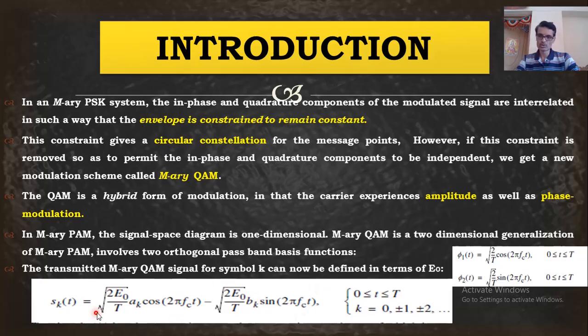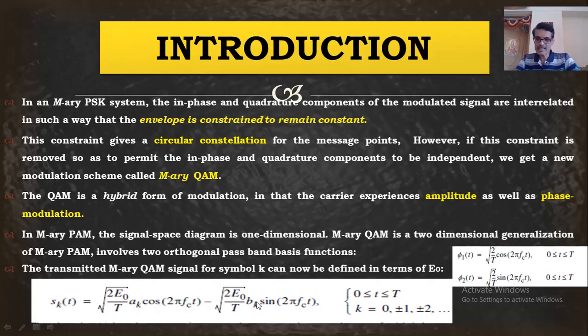This equation is root of 2E0 by T, ak cos 2 pi fc t, minus root of 2E0 by T, bk sine 2 pi fc t, where these two are quadrature carriers, cos and sine, which decide the phase, right? And just look at this, ak and bk, the new terms are inserted, where ak and bk are not constant, but these are the integers multiplied by this. That is going to change the overall amplitude of this kth signal. The values go like plus 1, minus 1, plus 2, minus 2, whatever it is, because this amplitude will be plus or minus.